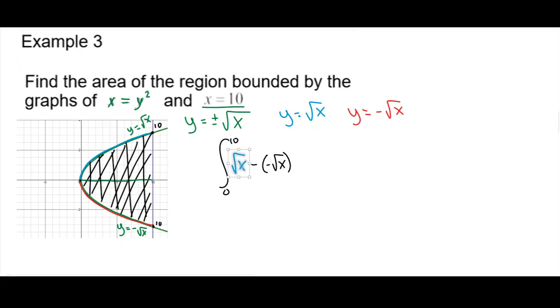Let's make that color-coded so we can see that a little better. This is the top function, and this one over here is our bottom function. This is all with respect to x, because that's what we've been dealing with for our integrals. Let's simplify this out a little bit. This becomes the integral from 0 to 10 of x to the 1/2, and a negative and a negative becomes a plus, x to the 1/2 as well, dx.